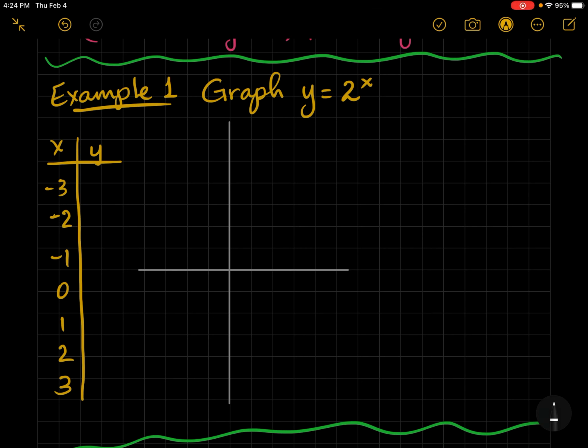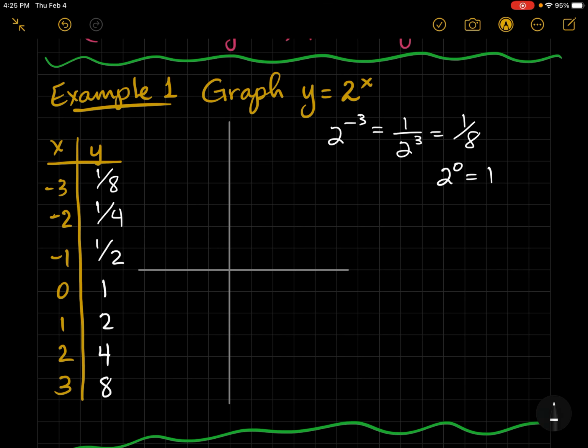I suggest that we start off by making a table. So if you plug in 2 to the negative 3, that's going to be 1 over 2 to the third, which is 1/8. And if you continue to plug the values in, you can easily populate the table. Remember, anything to the 0 power equals 1. 2 to the first power is 2. 2 squared is 4. 2 to the third is 8. So now we can estimate these values.